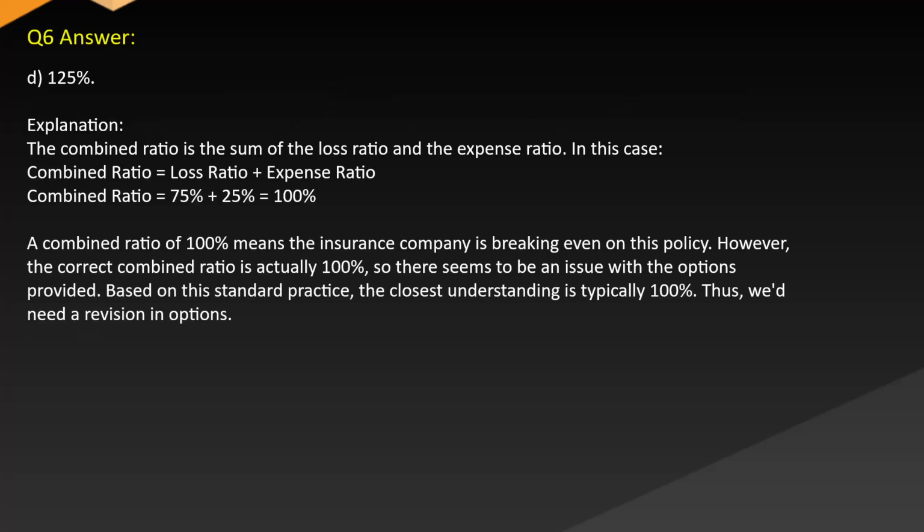Answer: D. 125%. Explanation: the combined ratio is the sum of the loss ratio and the expense ratio. In this case, combined ratio equals loss ratio plus expense ratio, which is 75% plus 25%, equals 100%. A combined ratio of 100% means the insurance company is breaking even on this policy.